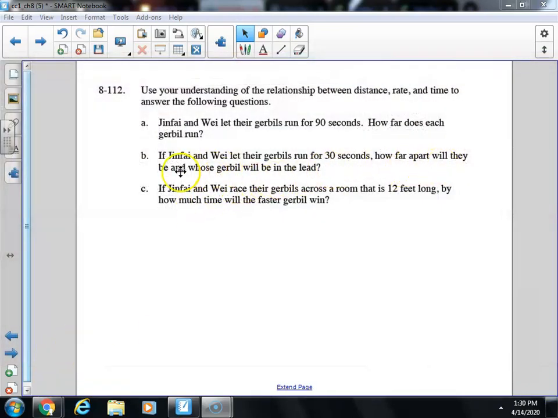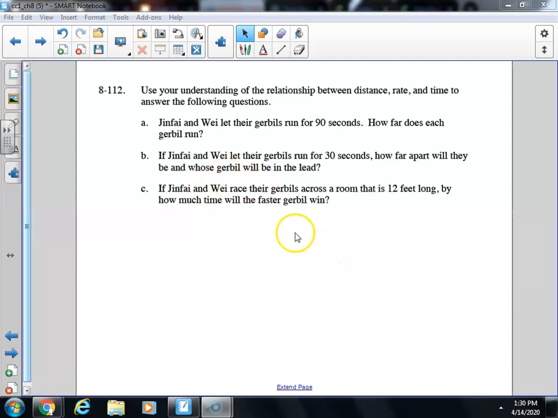So how far apart will they be, and whose will be in the lead? We said that Jinfei will be ahead by, what's 10 minus 9? By 1 foot. Last question. If Jinfei and Wei race their gerbils across a room that is 12 feet long, by how much time will the faster gerbil win?